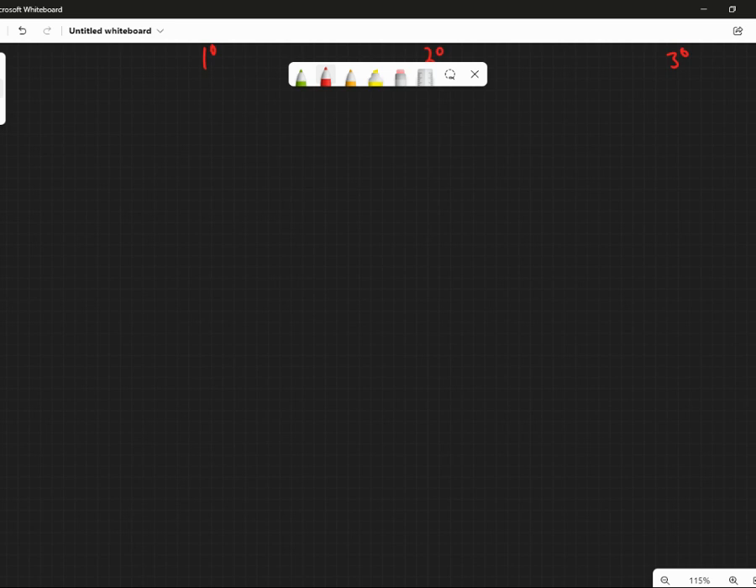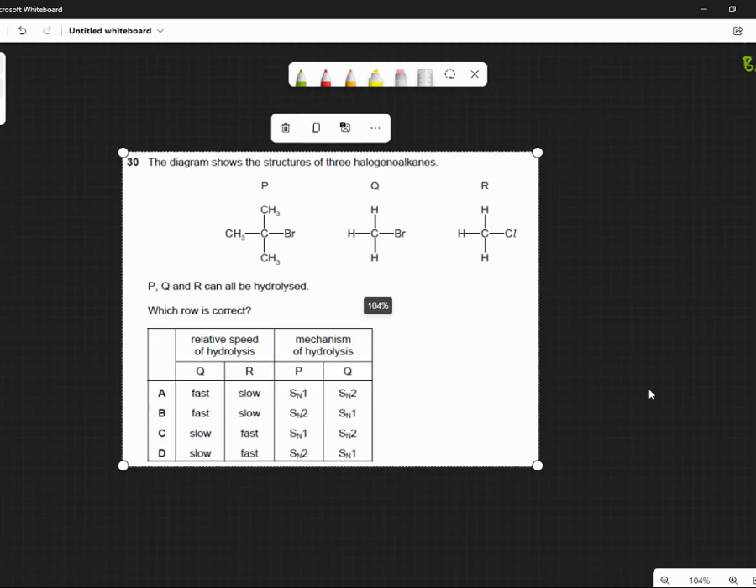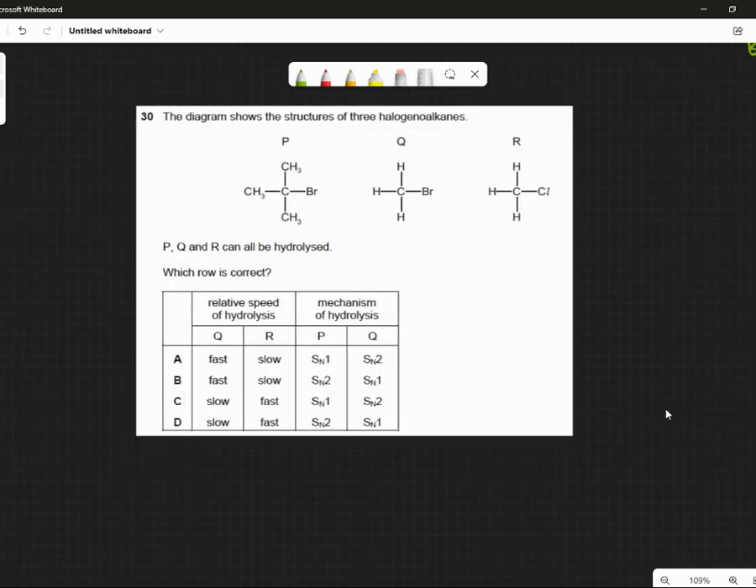Let's have a look at this one. Oh, this looks like another bad one. But you never know, do you? All right, the diagram shows the structures of 3 halogenoalkanes. P, Q, and R can all be hydrolyzed. Does anyone know what we mean by hydrolyzed? How would you hydrolyze these? What would you heat them up with to hydrolyze them?